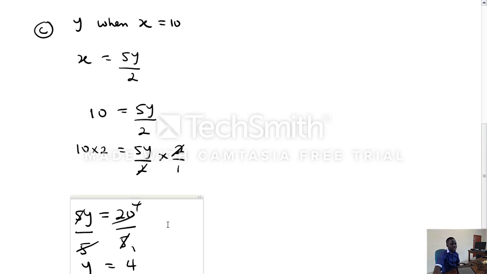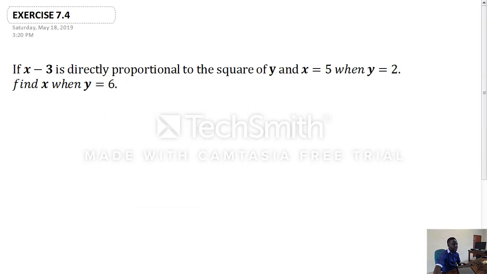So that's our solution. The next question says, if x minus 3 is directly proportional to the square of y and x is equal to 5 when y is equal to 2, we should find x when y is equal to 6. So I'm going to express this: given that x minus 3 is directly proportional to the square of y. So this is how you express it in direct proportion.